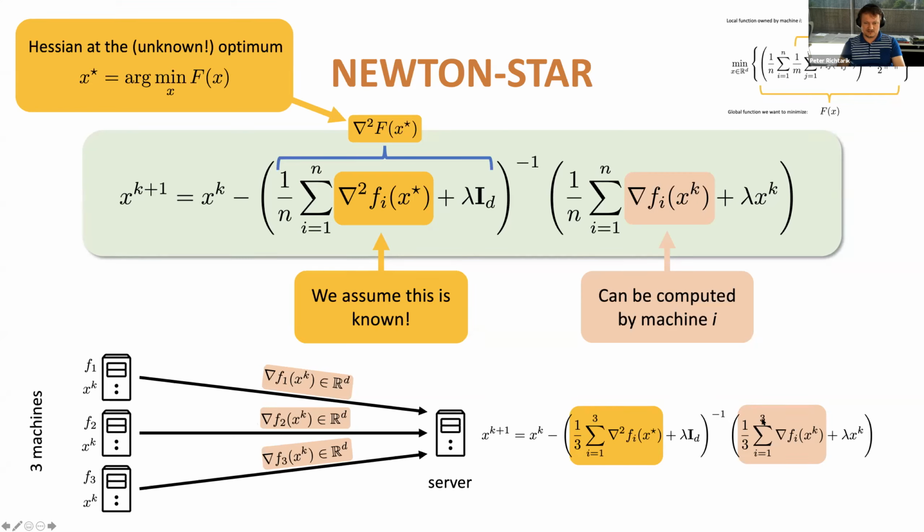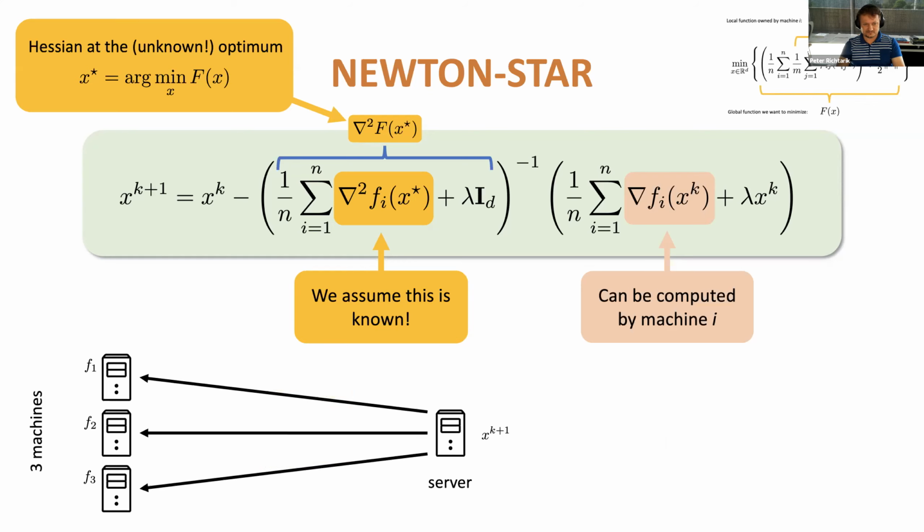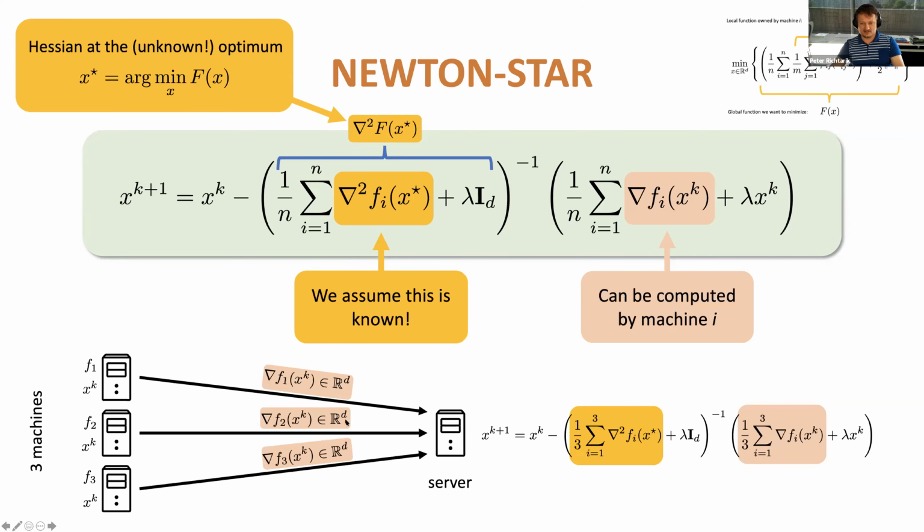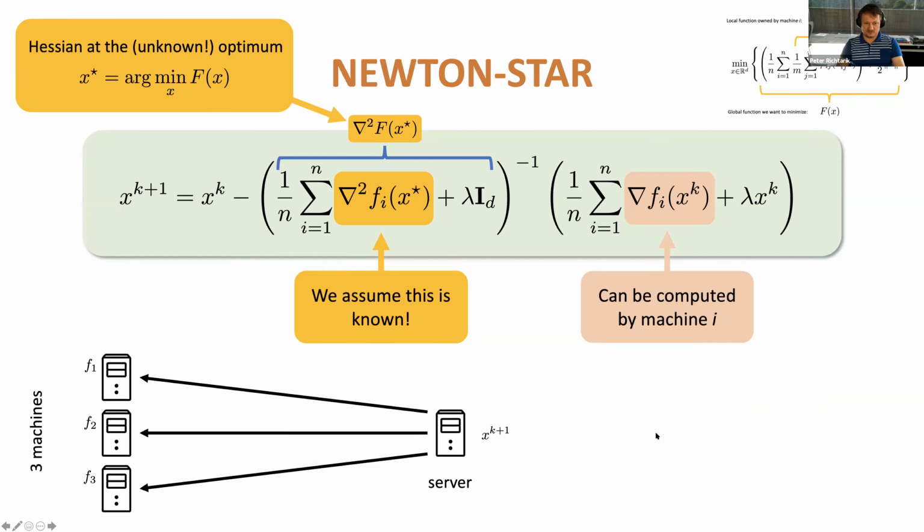So you can see that this method completely resolves the communication issues of Newton's method, because you just don't communicate the Hessians. Obviously, it's useless, as I mentioned, because you don't know X star. Okay, so this method has the same communication complexity per iteration as gradient descent, because you only send d-dimensional vectors, the gradients, you only aggregate them. Yes, you do more work at the server because you solve a linear system, but when you communicate back, you also communicate x_{k+1}, just like what gradient descent would do.